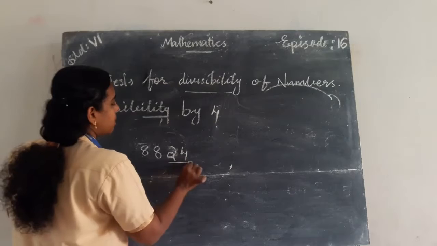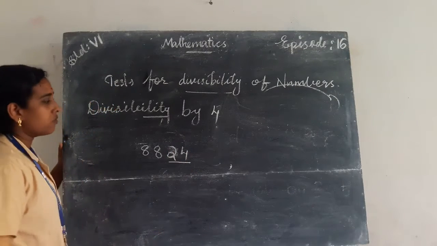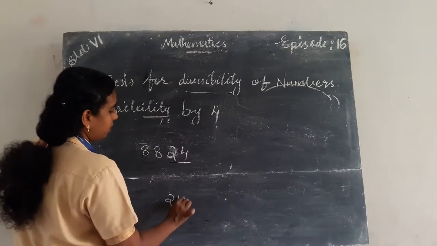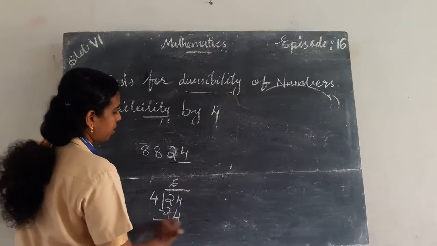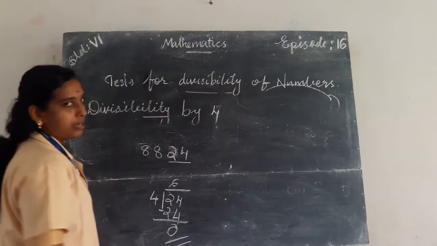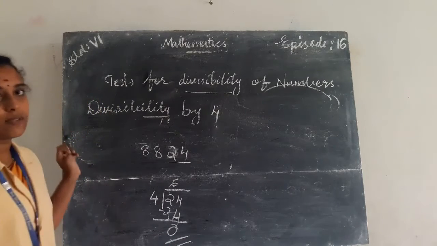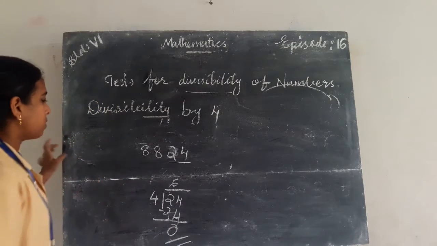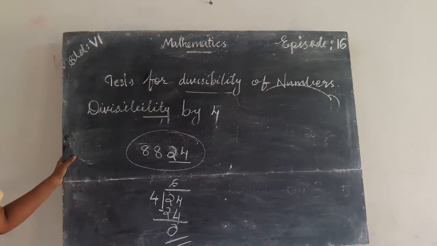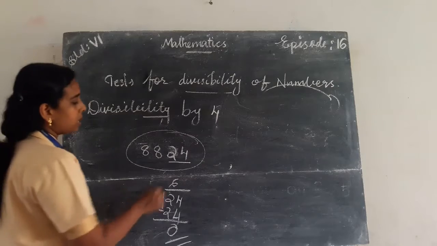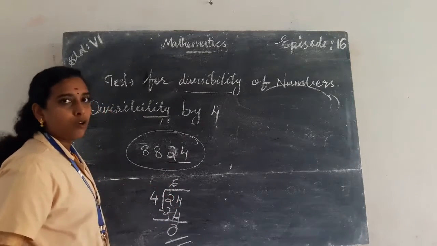Here the last two digits are 2 and 4, so we take 24. 24 divided by 4 we get 6. 6 fours are 24 and we get the remainder 0. So we can say that 24 is divisible by 4 and so this number is also divisible by 4. 8824 is always divisible by 4 because the last two digits are divisible by 4.